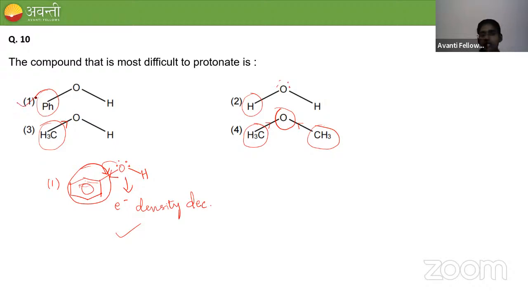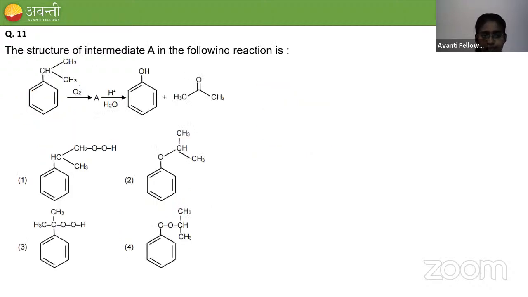It is again an NEET 2022 question. Okay, 22, yeah. So I think it's clear to everyone. Now we'll move on to compound number 11.